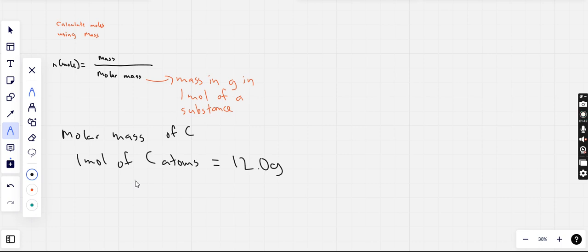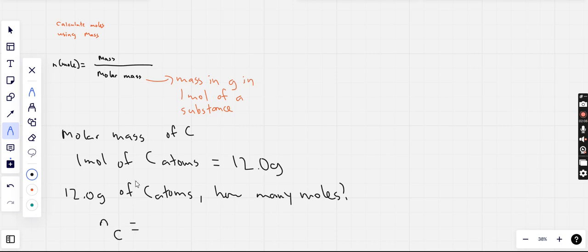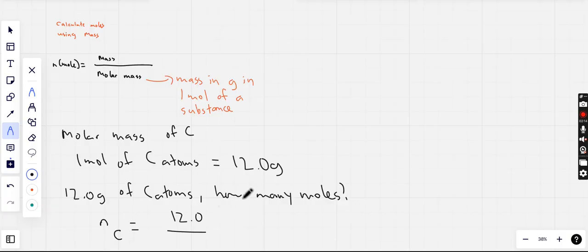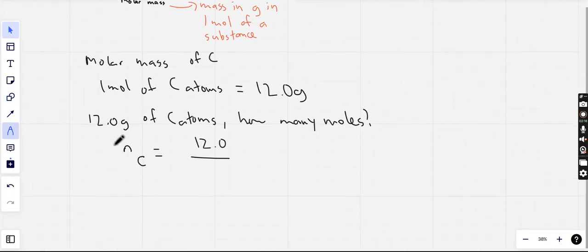So let's say now I ask, let's say I have 12 gram of carbon atoms. How many moles do I have? It's very obvious it's 1, right? But then how does the math look? The math is: number of carbon, nC, is equal to 12 gram divided by the relative atomic mass, this 12 here. So you take the total mass 12 divided by 12.